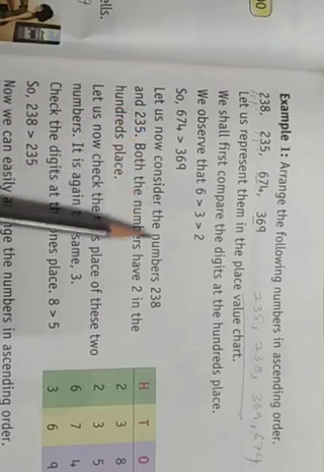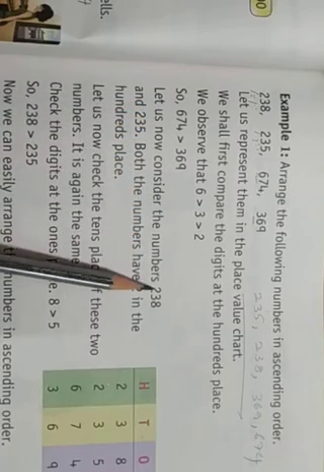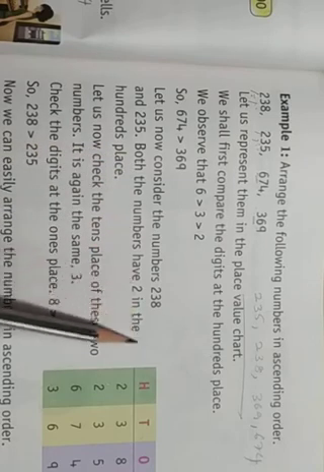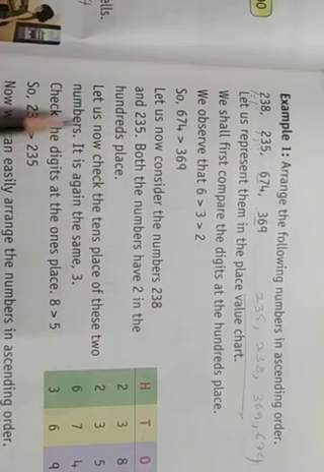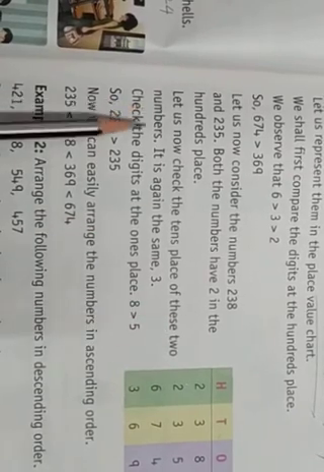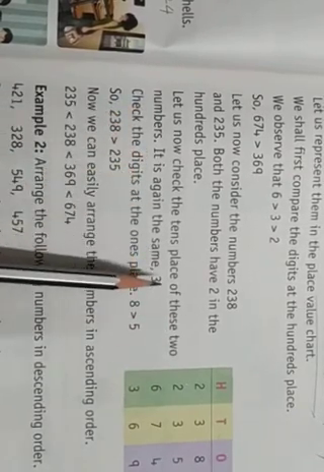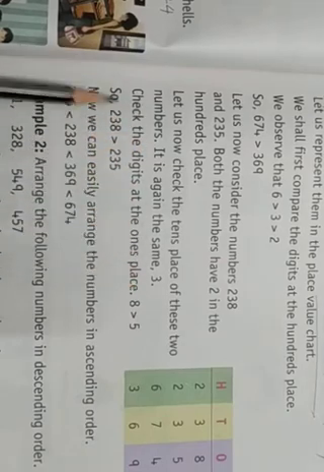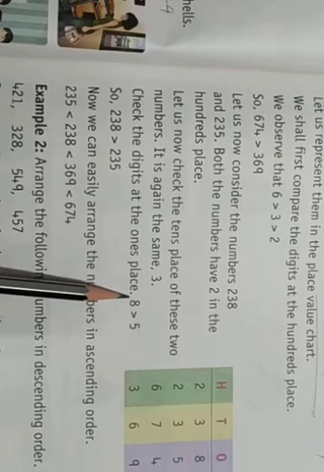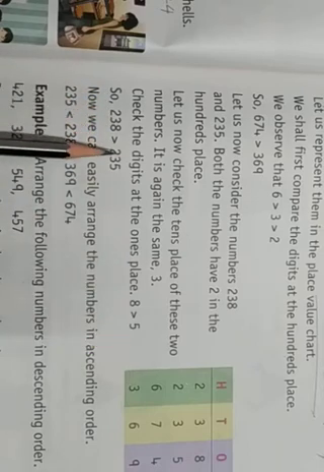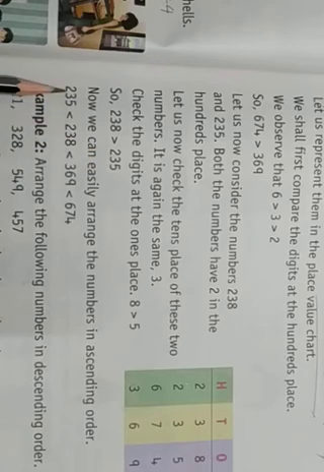Let us now consider the numbers 238 and 235. Both the numbers have a 2 in the hundreds place. Forget about that. Let us now check the tens value of these two numbers. It is again the same, 3, again the same 3, right? Now check the digits at the ones place. 8 is greater than 5, so 238 is more than 235, so the smaller number becomes 235.